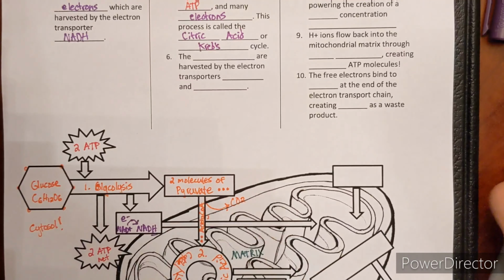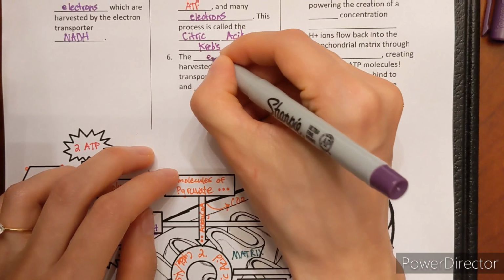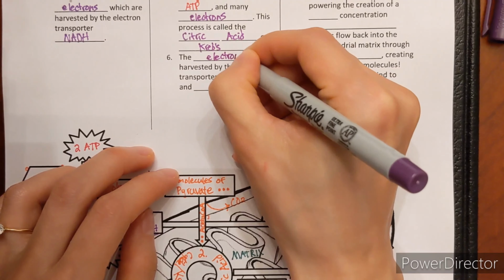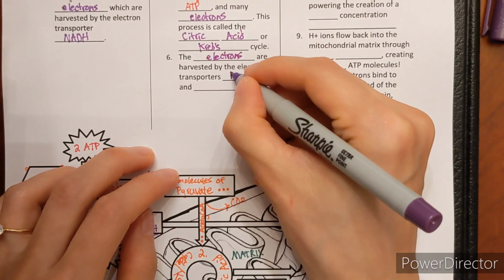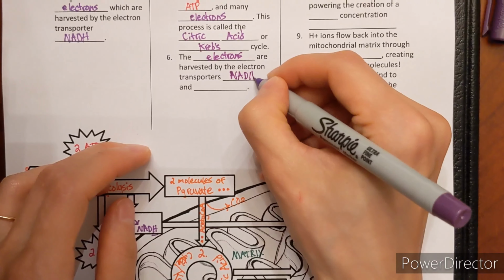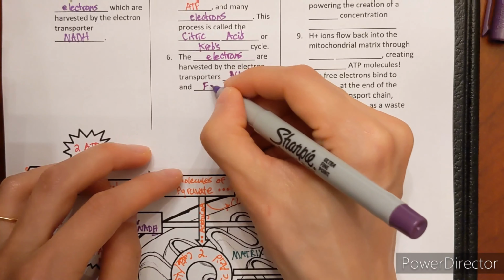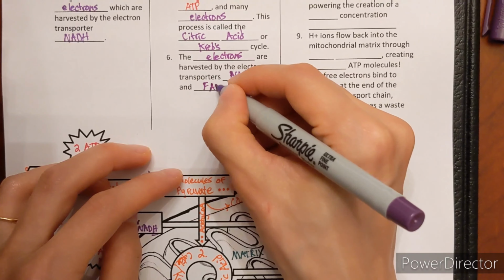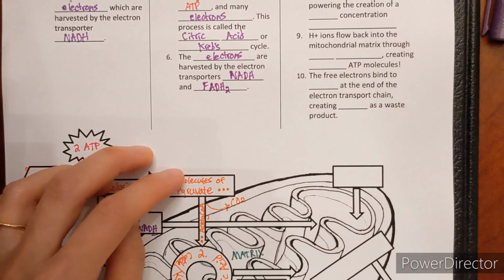Finally, what happens to those electrons? The electrons are always harvested by electron transporters. We've got 2 types here in the citric acid cycle. We've got NADH, and then we've got the double whammy one who picks up 2 electrons, FADH2.